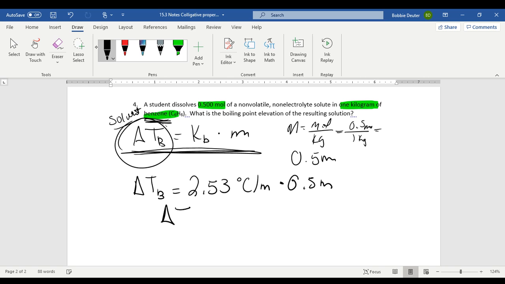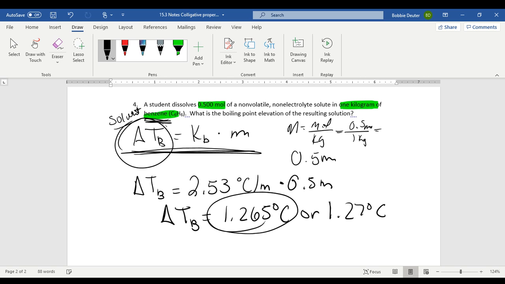And so our delta T_B for this equation is going to be 1.25, or if you do 1.27 degrees Celsius. Both are correct answers, and this is the more accurate number, just to let you know. So that is how we find those properties. We're really looking for, if we add something to a solvent, how it's going to elevate its temperature or depress its temperature, lower its temperature, for freezing and boiling point.